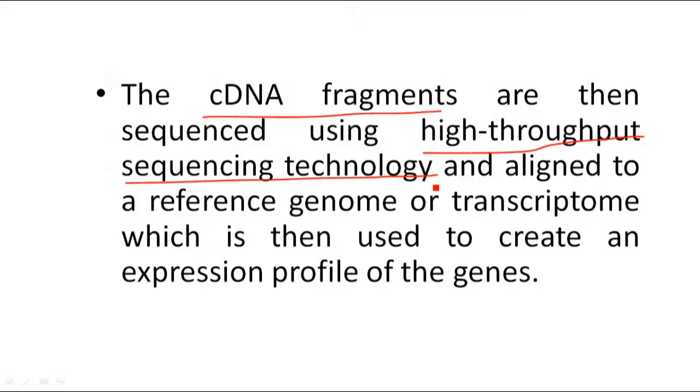We can analyze the cDNA fragments through high throughput sequencing technologies and align to a reference genome or transcriptome, which is then used to create an expression profile of the genes, right? Imagine, instead of relying upon the DNA or the protein, scientists rely upon the cDNA molecules, because cDNA are very, very precise in nature. It does not contain any non-coding regions, right? cDNA completely contains the complete coding sequence, no interruptions. It is a complete coding molecule.